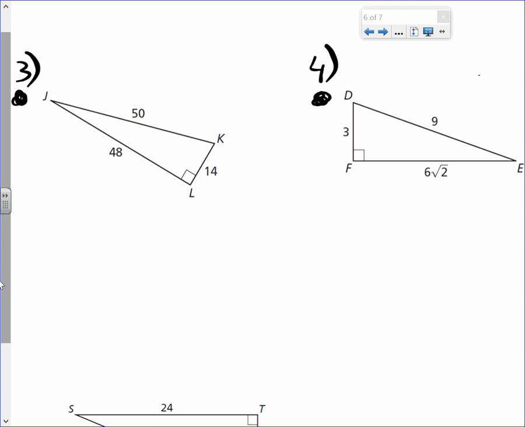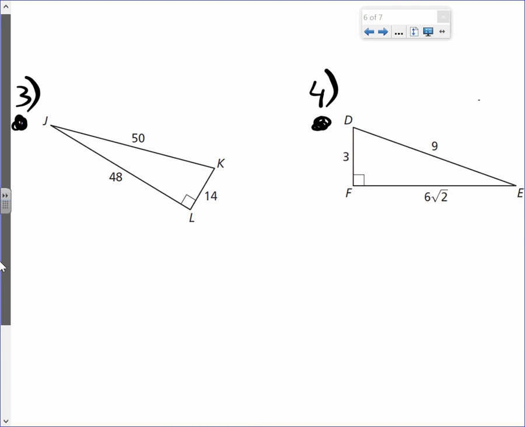So on number 3, let's find the tangent of both acute angles. Both acute angles are exactly the same name as warm-up. Aguiar, what would be both of my acute angles on number 3? Beautiful. So let's find the tangent of J. Write that down. And let's write the tangent.